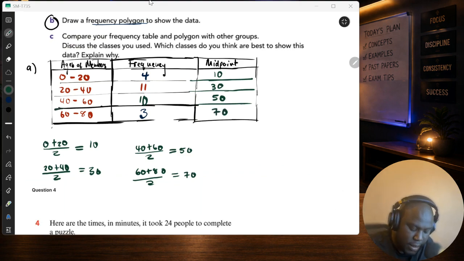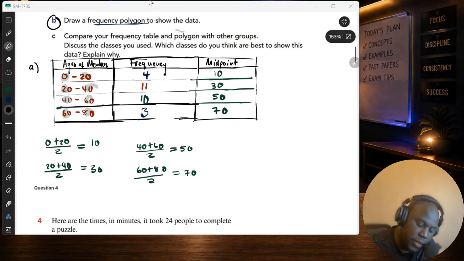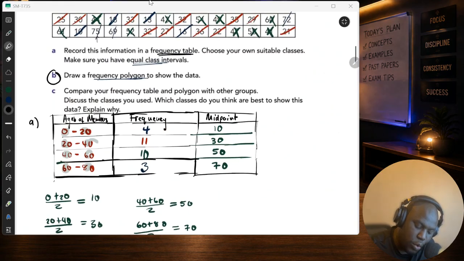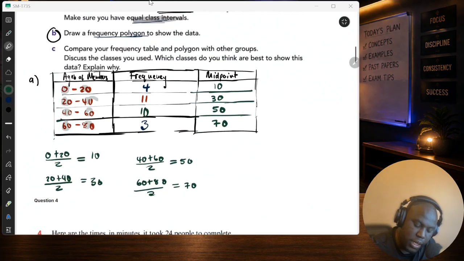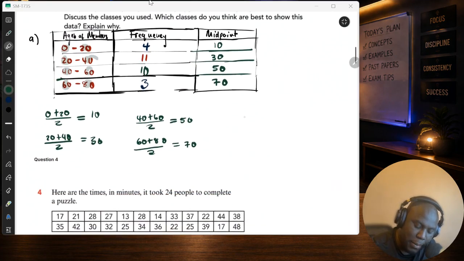And I want you to see something. When we made our intervals in the first part, students, 0 to 20 is 20, 20 to 40 is 20, 40 to 60 is 20, 60 to 80 is 20. So we were keeping the same width. The intervals were equal, because that's what they asked you to do. Make sure your intervals are equal. That's what you should always do. Now that you have them, I'm happy because I know you can draw your frequency polygon.